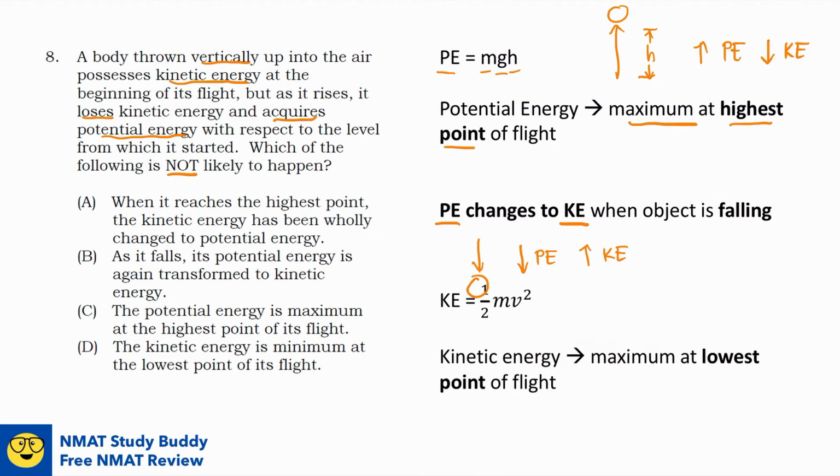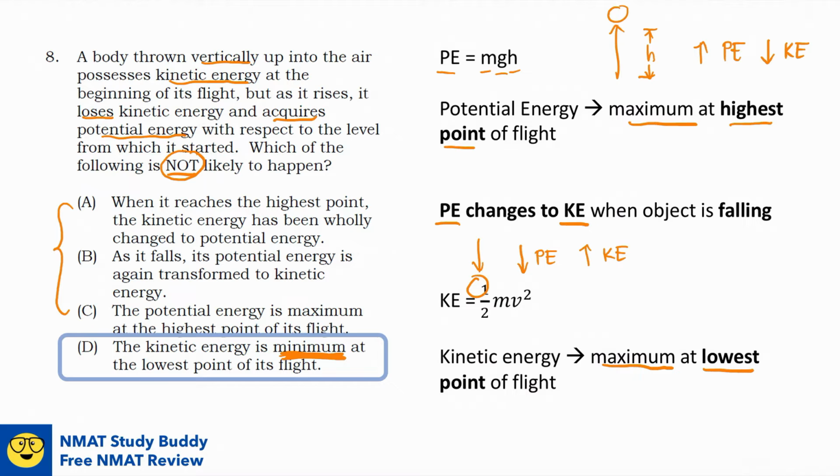Yan, yung formula ng kinetic energy is 1/2 mv squared. Yan. So, yung kinetic energy naman, maximum siya at lowest point of the flight. So, yung correct answer dito is letter D. The kinetic energy is minimum at the lowest point of its flight. Yan. Kasi sabi, not likely to happen. Dapat kasi yung kinetic energy is maximum. So, mali na minimum yung nakalagay dito. It should be maximum at the lowest point of its flight. So, itong A to C, yan yung pinag-usapan natin kanina.